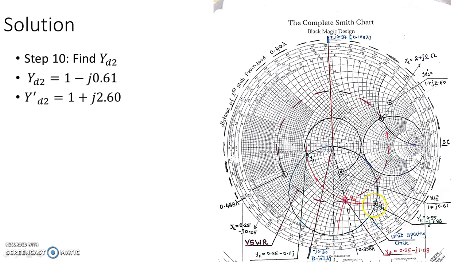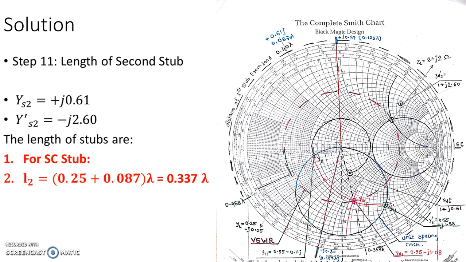Same thing you can do with Y11 dash. When I do Y11 dash, I will take from the center up to Y11 dash and make a VSWR circle. Now it has to intersect the above portion, because this side of the spacing circle represents the above edge of the unit circle. So I will reach up to this point and it will be YD2 dash. Now we know YD2 dash and we have to find Y22 and YS2. So let us go to the next step.